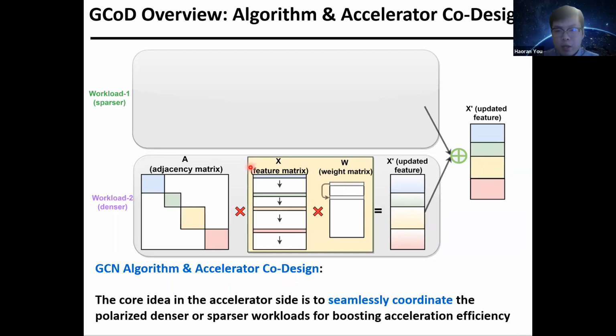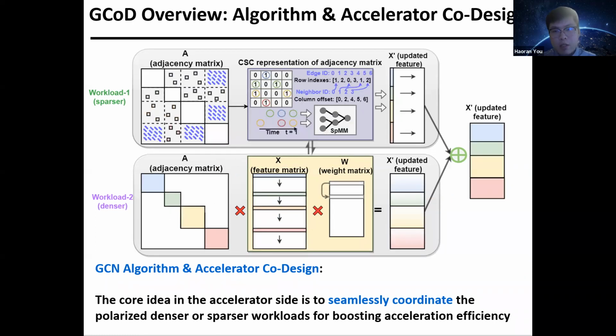And the general calculation includes two parts. The first part is the combination phase, where we multiply the input feature matrix with the weight matrix. And the second part is the aggregation phase, that corresponds to the multiplication between the adjacency matrix and the combination results. Such two steps will generate the partial updated features.